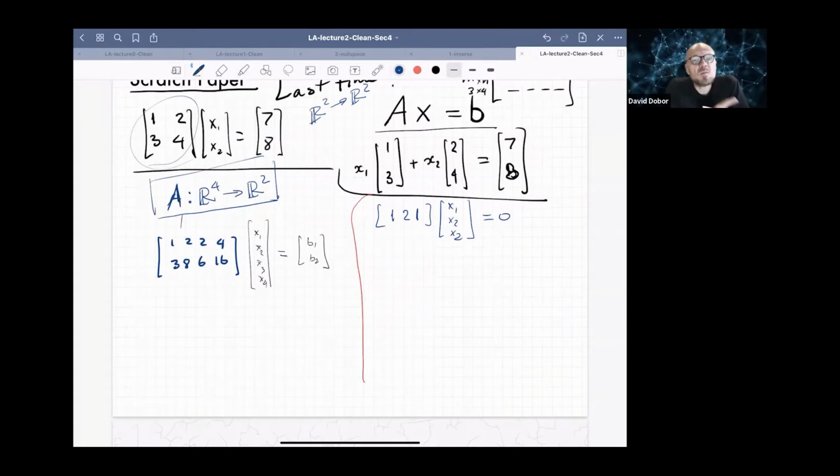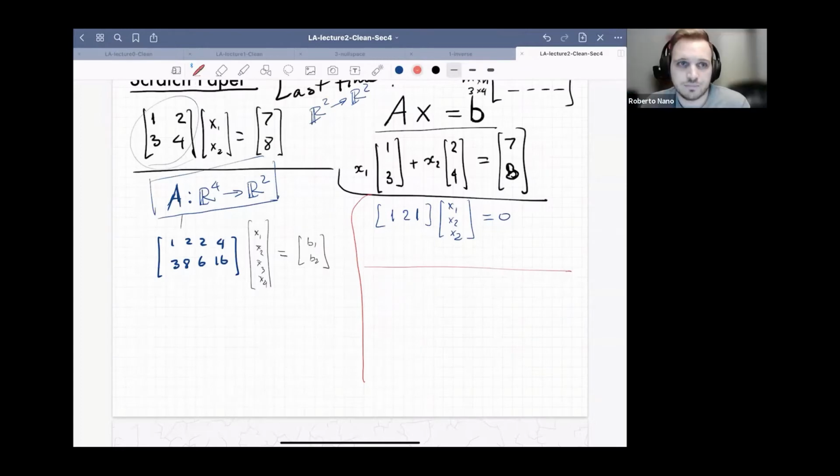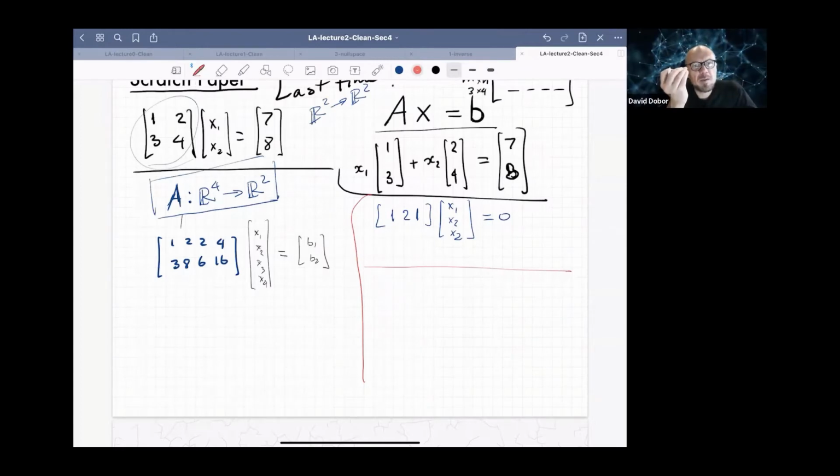But the point I'm trying to make here is quite subtle. 1, minus 1, 1. So there is a non-zero solution, and that's the point I'm trying to make. Yes, whatever you named was a solution. I'll write it down in a second.